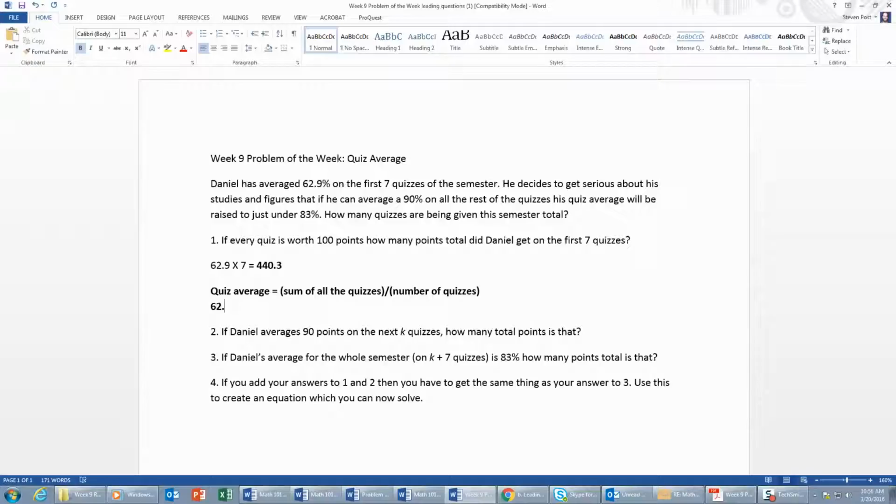So 62.9 must be equal to the total of all quizzes, so all the points he has so far, divided by 7, the number of quizzes there have been so far. And so when you multiply both sides by 7, you get 62.9 times 7, or 440.3. So that's where that 440.3 came from. Since the average is the total number of points divided by 7, the total number of points must be the average times 7. So he's gotten 440.3 points so far this semester.